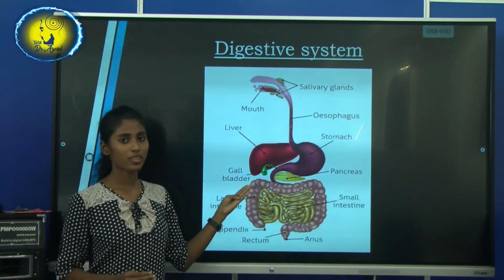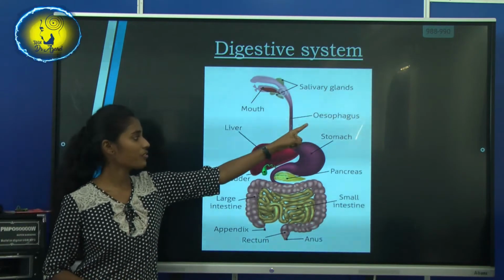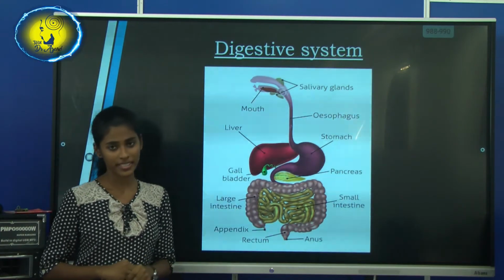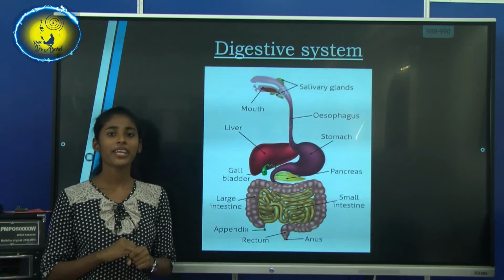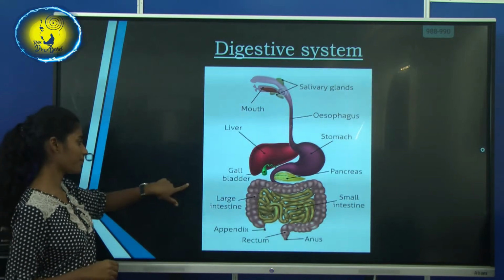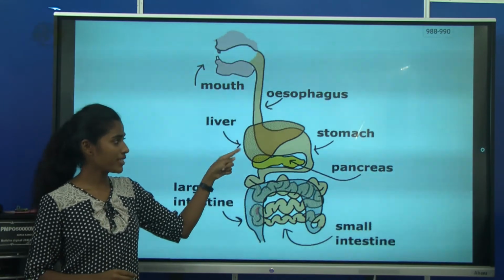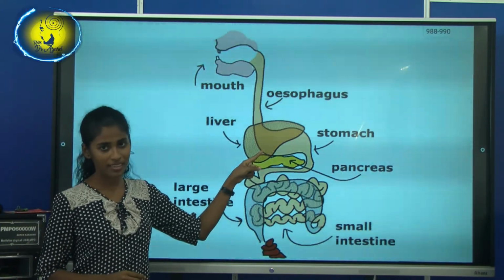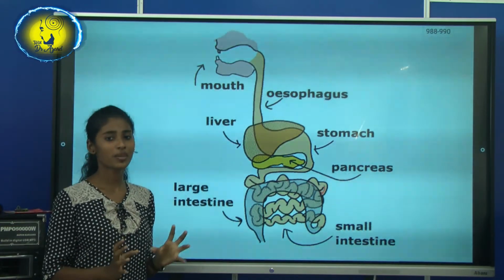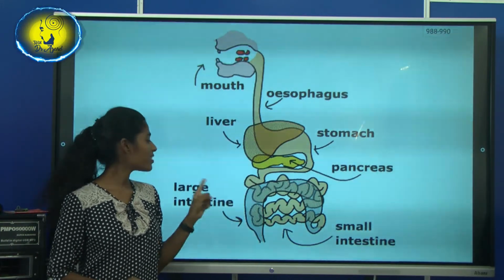This is the diagram of the digestive system. There are some main parts: mouth, esophagus, liver, stomach, large intestine and small intestine. The digestive system breaks down your food into small substances and absorbs nutrition into your body. When you swallow the food, it travels down the esophagus and enters the stomach, and chemical substances react with that food and make it into small substances. After that it travels into the small intestine and large intestine.